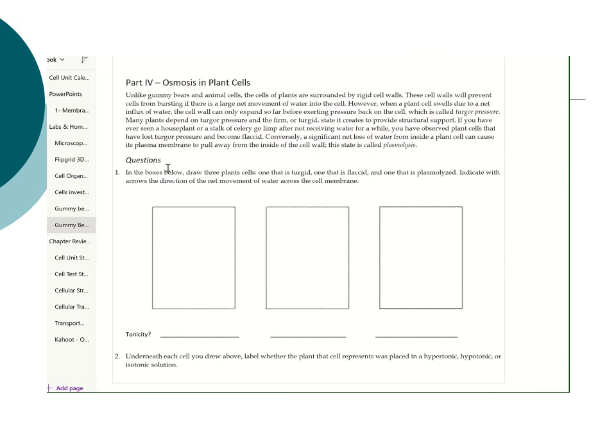In part 4, you're going to draw pictures of plant cells, one that's turgid, one that's flaccid, and one that's plasmolyzed. That sounds very familiar, like the drawings I perhaps just showed you. Then you want to indicate with arrows the direction of the water movement across the membrane, so be sure to use the arrows. And then here again, tonicity, label whether it was hyper, hypo, or iso. And that's it for the lab.